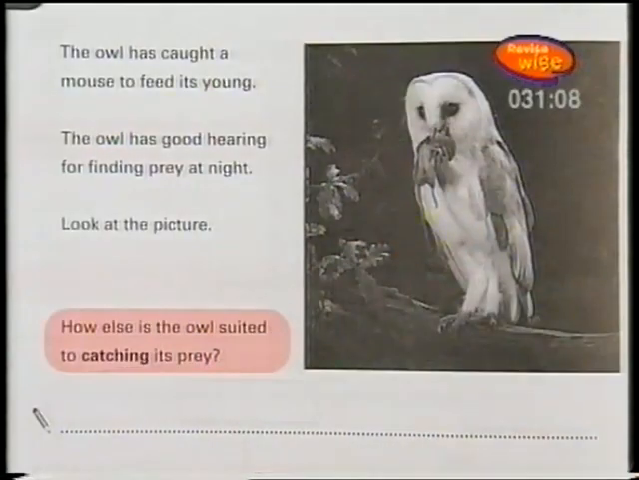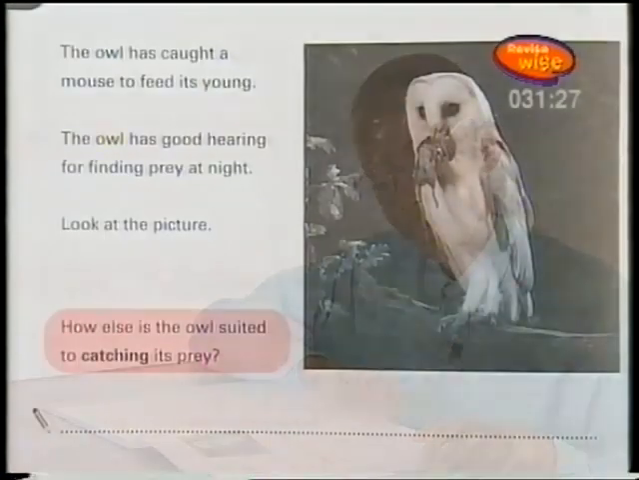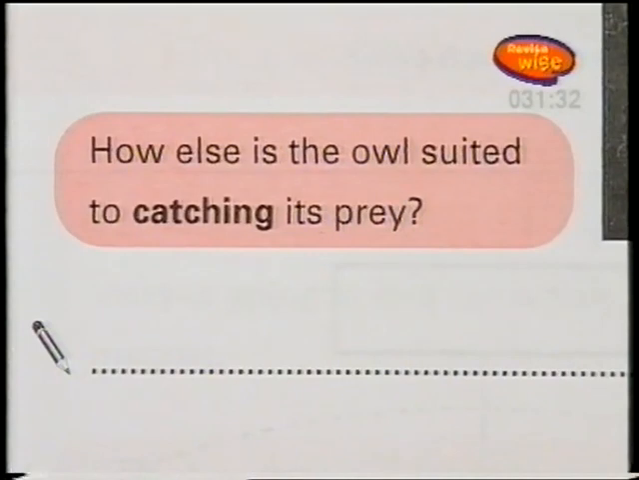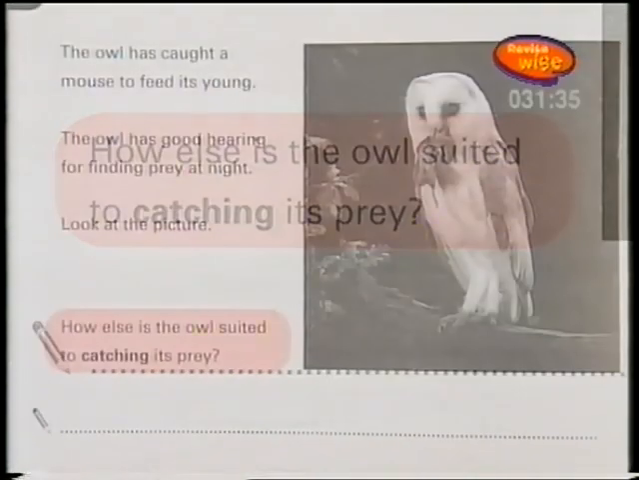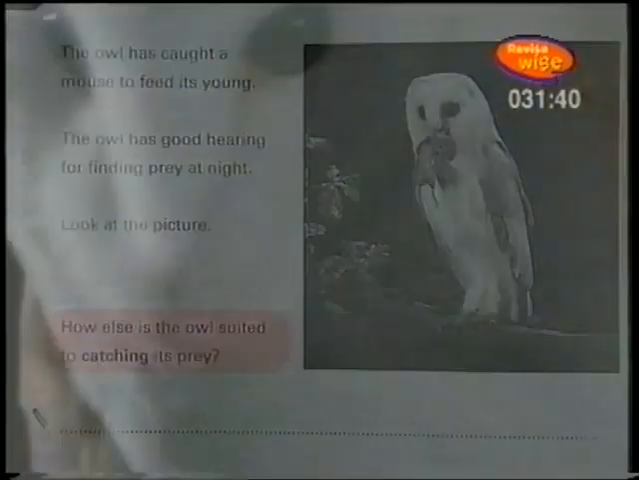Here's a question about animals, they're living things. The owl has caught a mouse to feed its young. The owl has good hearing for finding its prey at night. Look at the picture. How else is the owl suited to catching its prey? So if I said owls had feathers, would that be right? Well, the owl does have feathers, but you're not really answering the question. Look at the question again. It says, how is the owl suited to catching its prey? And they've written catching in big, bold, black letters to try and draw your attention to it. So they're trying to help you. Now think about what the owl has that actually helps it to catch its food more easily. And remember that your answer has to be scientific.